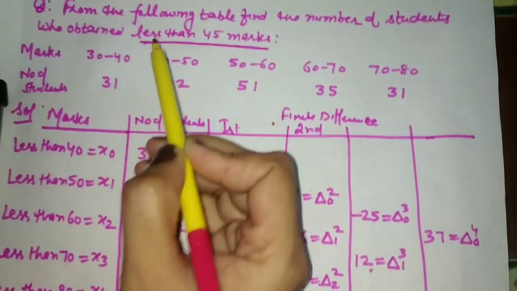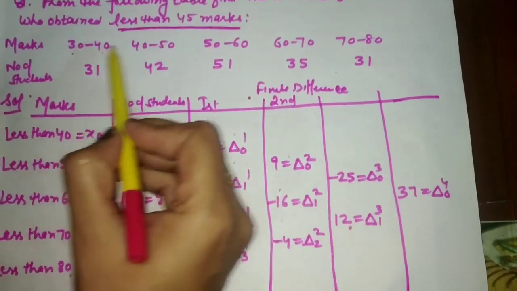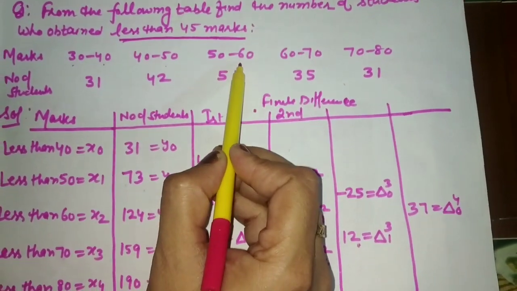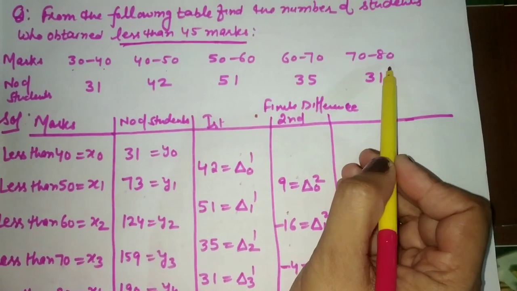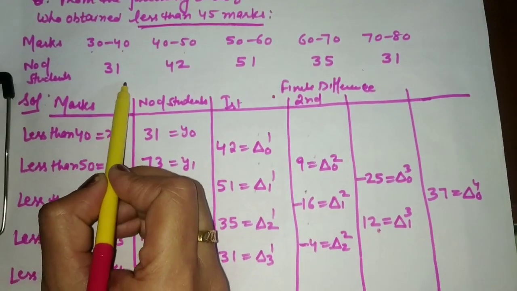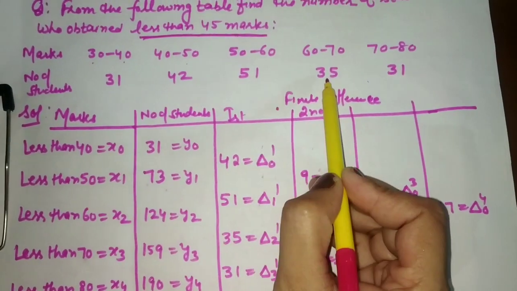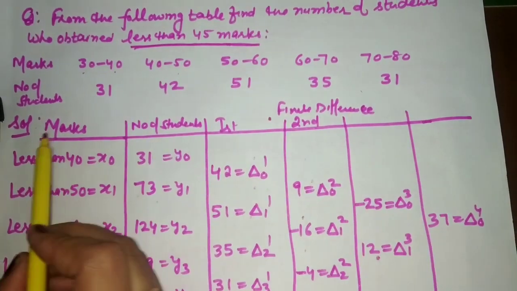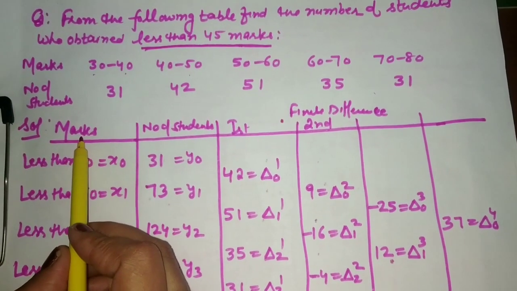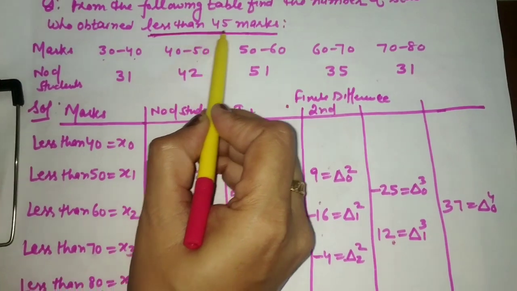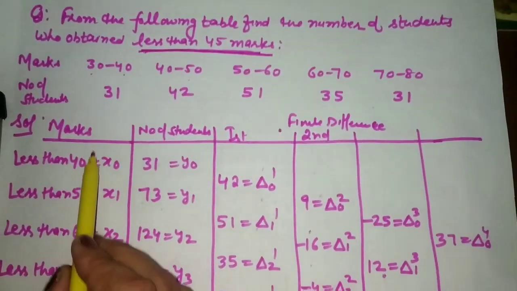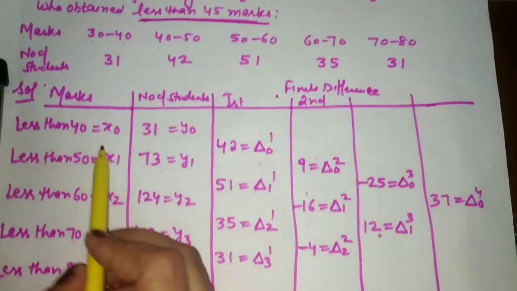This is the question, and the marks are given as 30 to 40, 40 to 50, 50 to 60, 60 to 70, 70 to 80, and the number of students are 31, 42, 51, 35, 31. So the solution: because it is already mentioned in the statement less than 45 marks, I will convert the continuous series into the less than form.